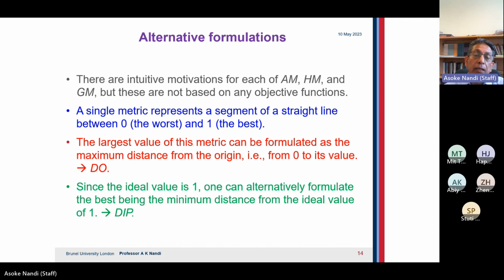Another way of looking at this is not so much distance from the origin. Now, one is the best. So that's the ideal value, one. So we can say whichever is the nearest to the ideal value, that's the best. That's why this alternative formulation says that being best is the minimum distance from the ideal value. And that's what gives rise to another objective function or measure called DIP, distance from ideal position. And I'll show you that in a minute.